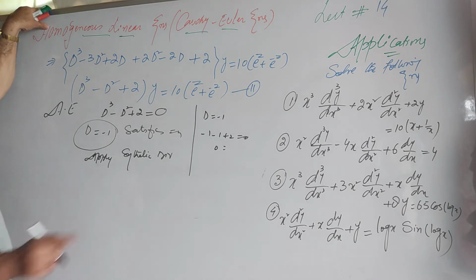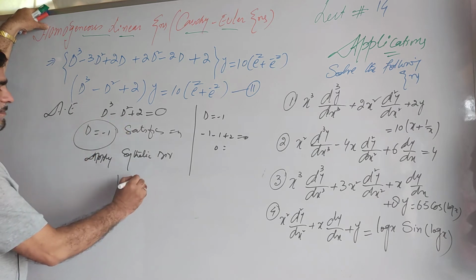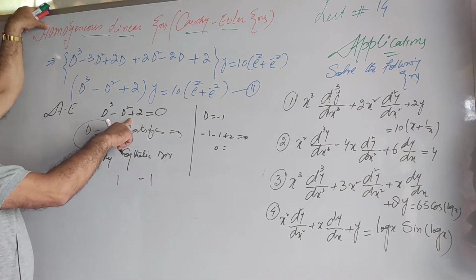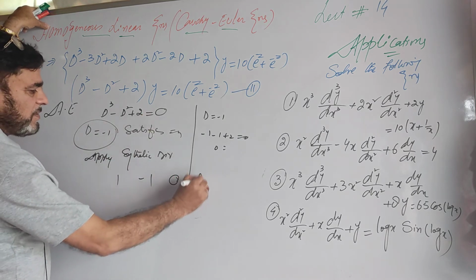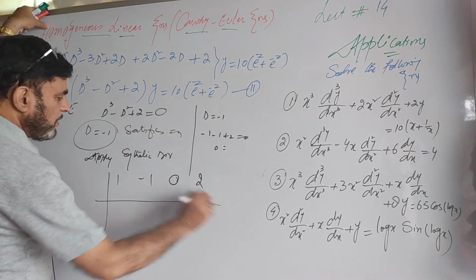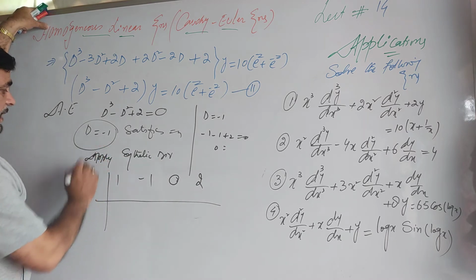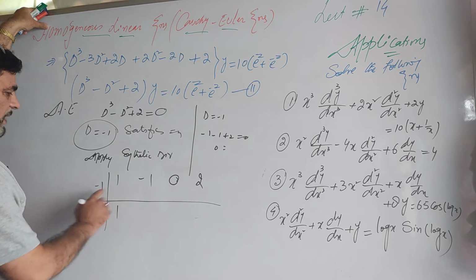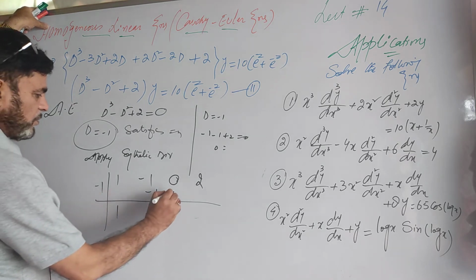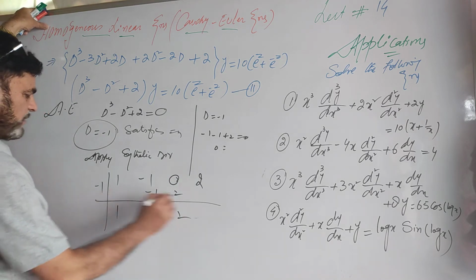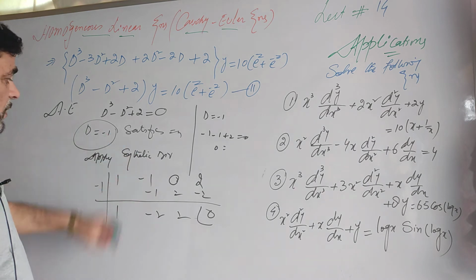How do you apply synthetic division? Write all the coefficients. Coefficient of D cube is 1. Coefficient of D square is minus 1. You don't have D, so you have to write down the coefficient, it is 0. Coefficient of the constant is 2. It is very important to write the missing term whose coefficient is 0. Then apply by minus 1. Write 1 here. 1 into minus 1 is minus 1. Add, this is minus 2 into minus 1, it is 2. Add this, it is 2. 2 into minus 1 is minus 2. This is 0. This also verifies that D is equal to minus 1 is the root.